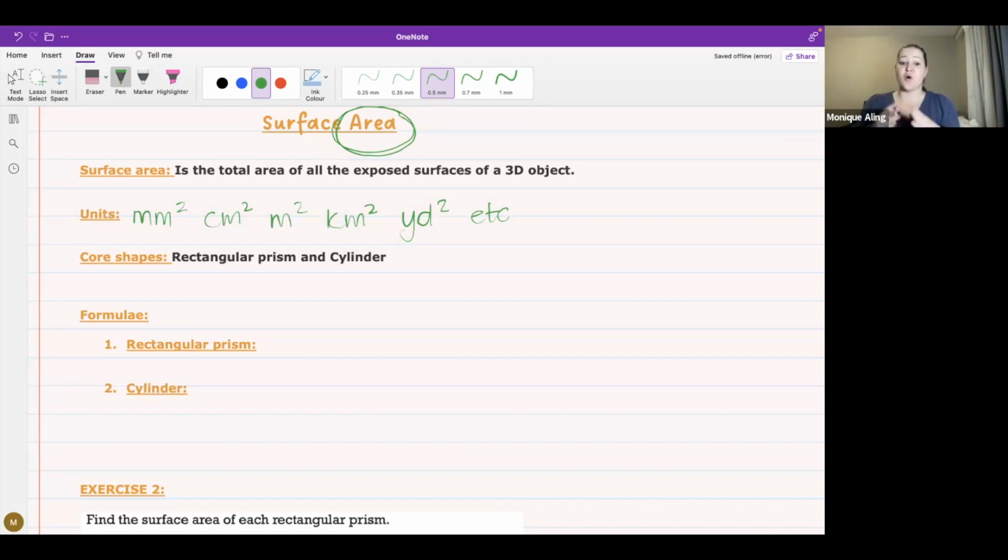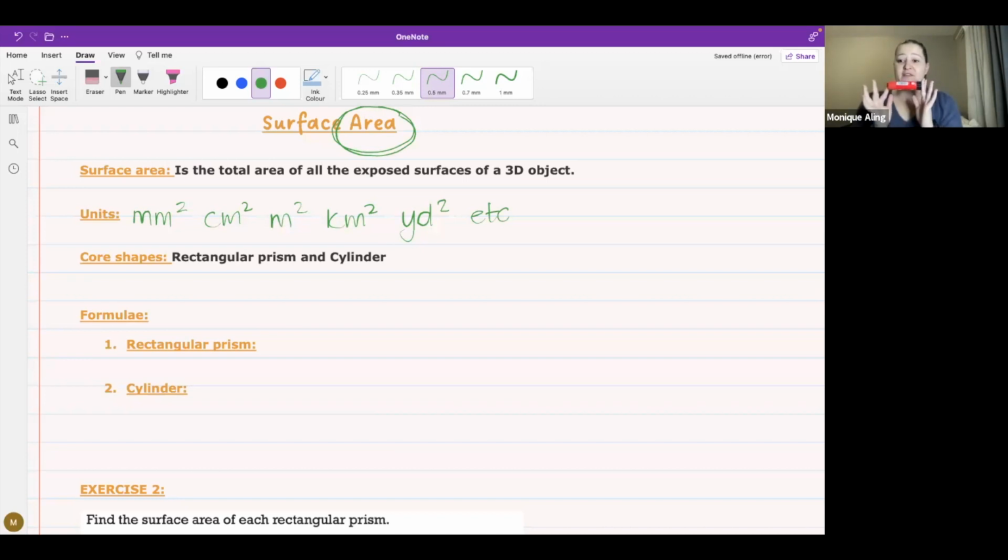And our two core shapes are rectangular prisms and a cylinder. So good everyday life examples of a rectangular prism could be your eraser in your pencil case when it's brand new, hasn't been used yet. It's a perfect rectangular prism shape, or a tissue box. And a good example of a cylinder is your glue, or a toilet roll.